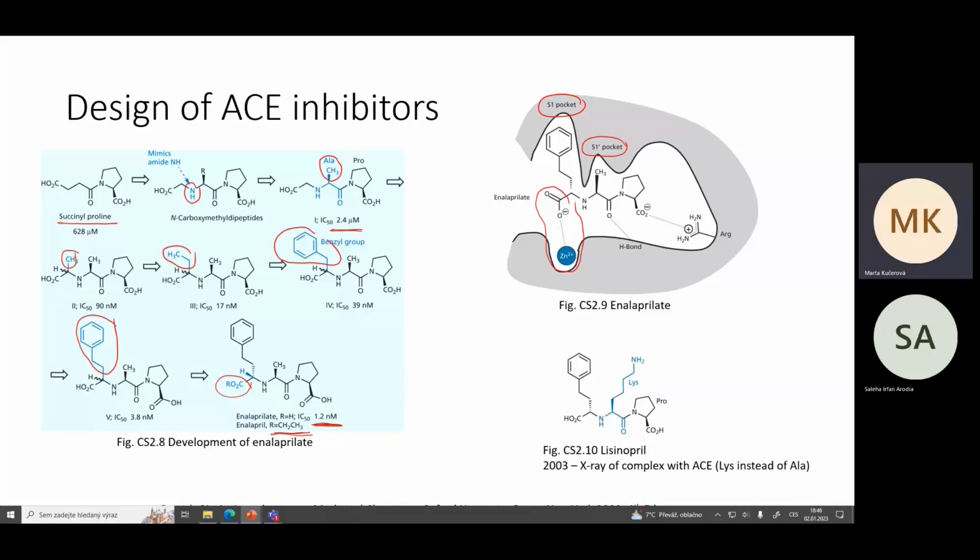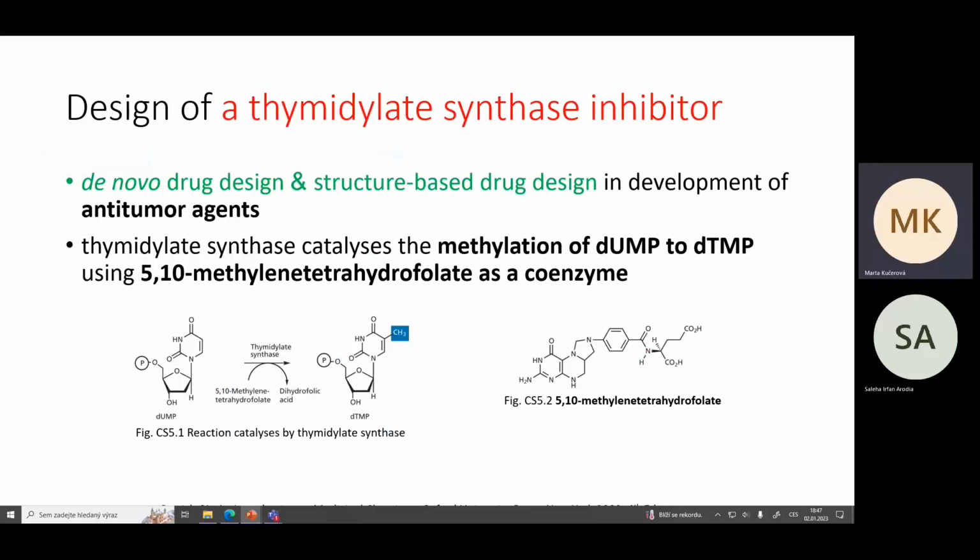I think that these compounds were developed in the 80s. Later on, of course, the X-ray structure of a complex with angiotensin converting enzyme was known. For example, for lisinopril, that has an amino group instead of methyl in enalapril. So this was the story of angiotensin converting enzymes.